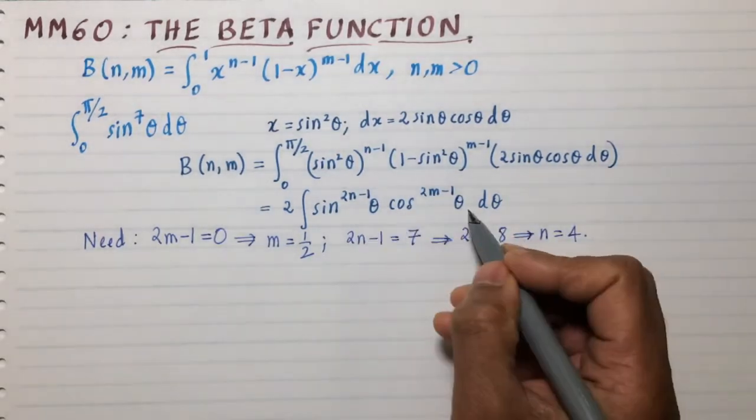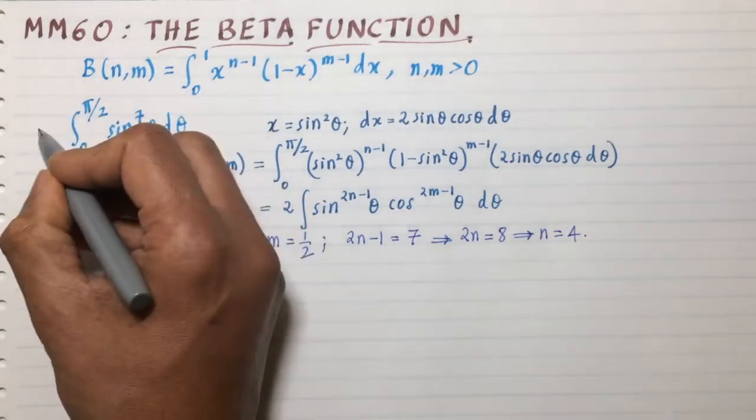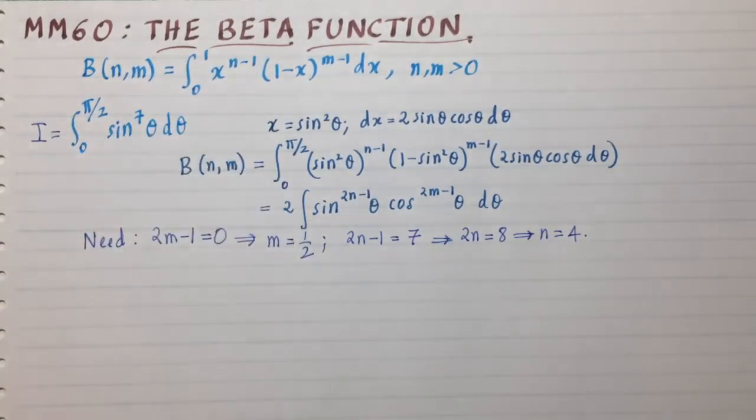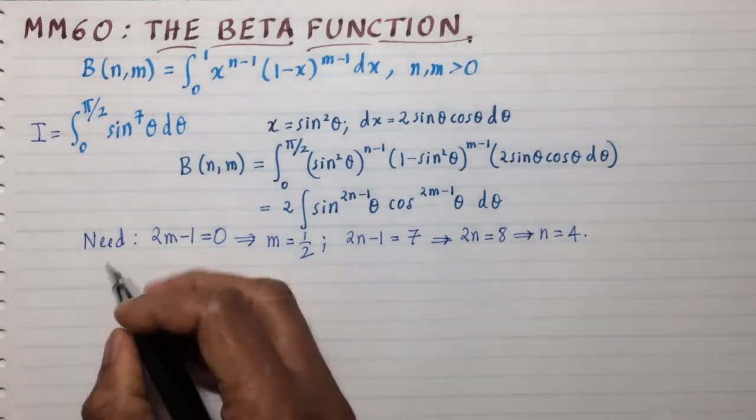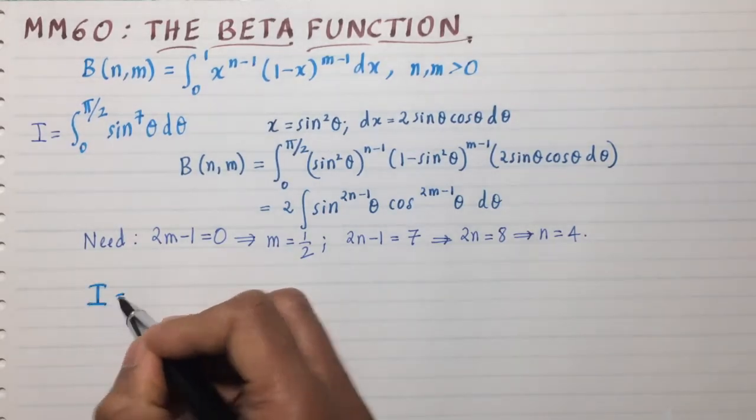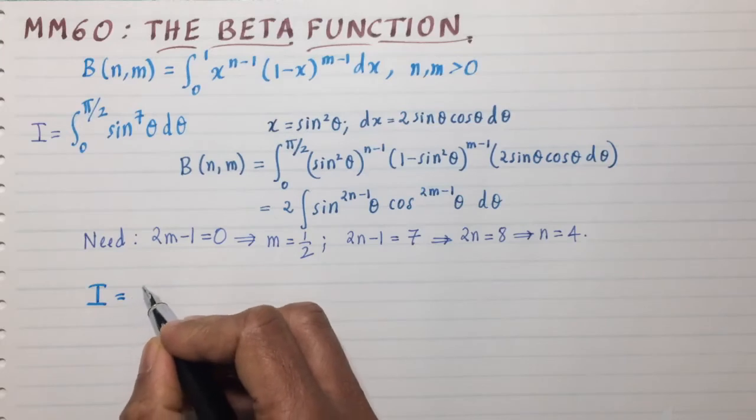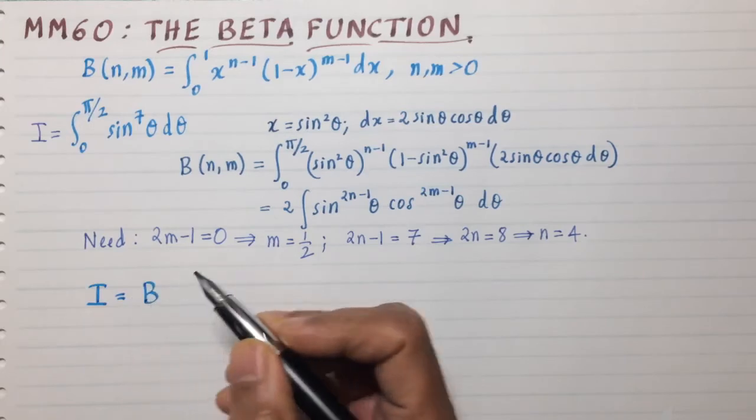So this integral that we have, let me call this I. So the initial integral, which is I, is essentially equal to the beta function.